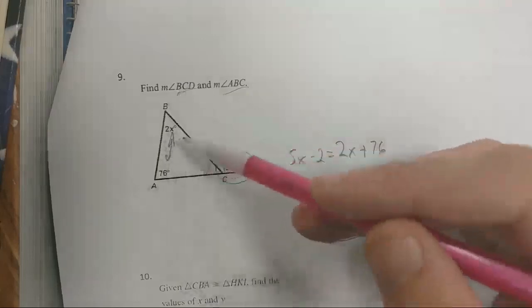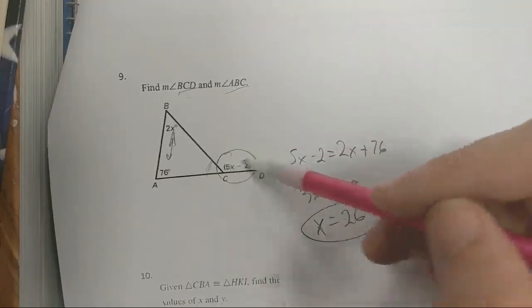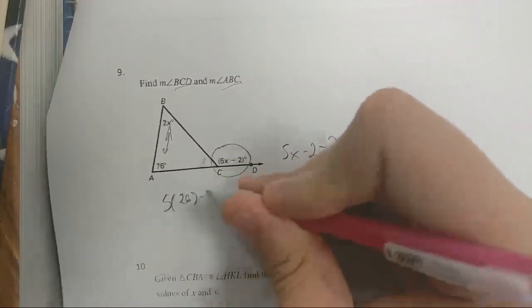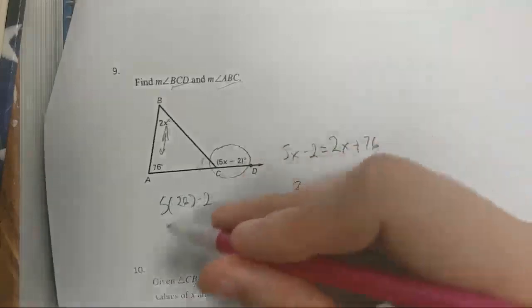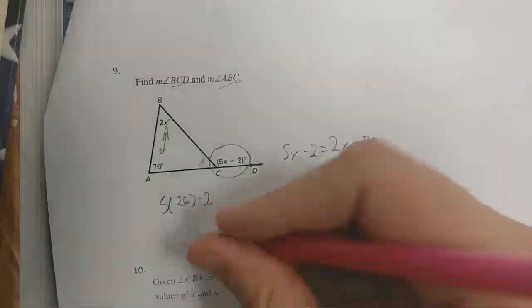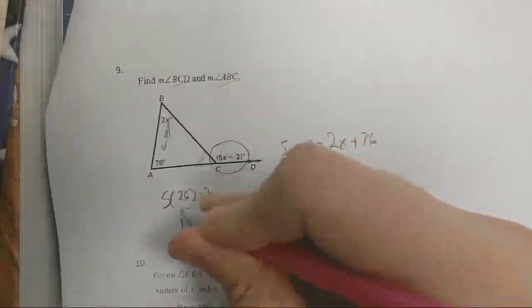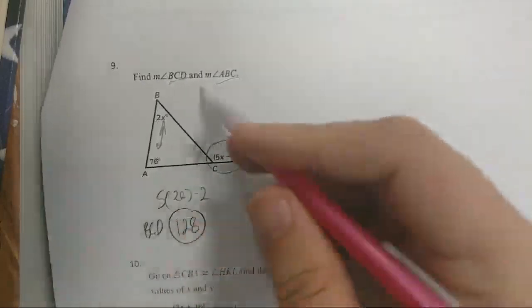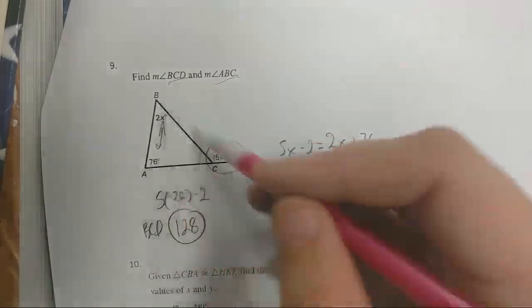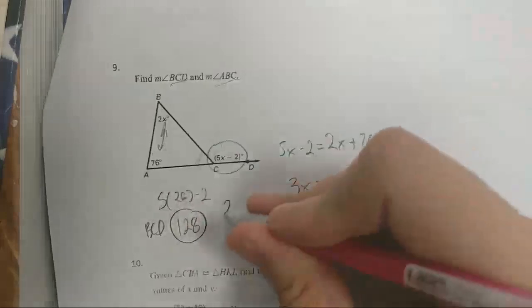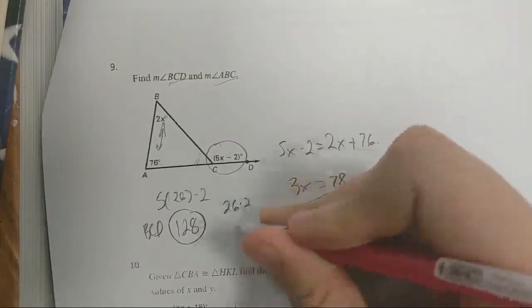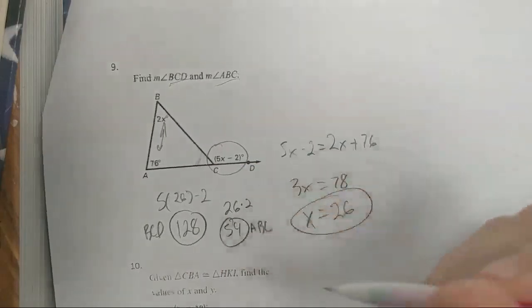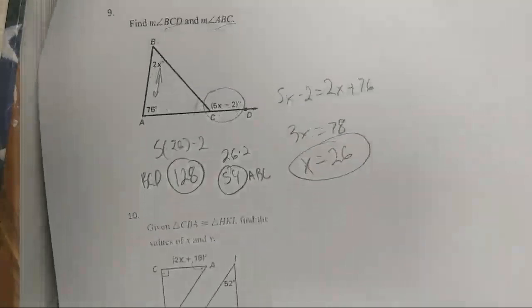So angle BCD is 5x minus 2. So 5 times 26 minus 2. 5 times 26 is 130, so 128 for angle BCD. That's BCD. And then angle ABC, ABC is this one, so that's 2 times 26, which is 52. So 52 is ABC. It makes sense that I ask you to find the ones with the variables.